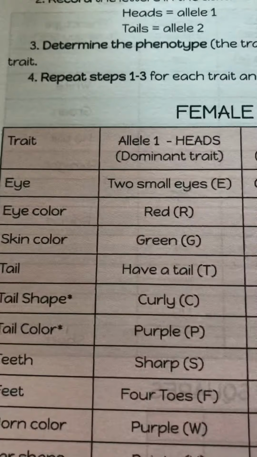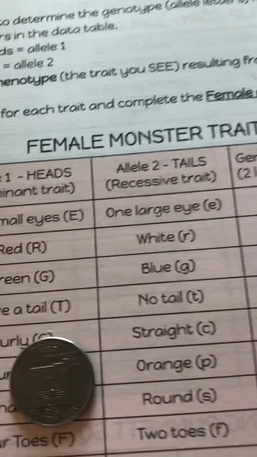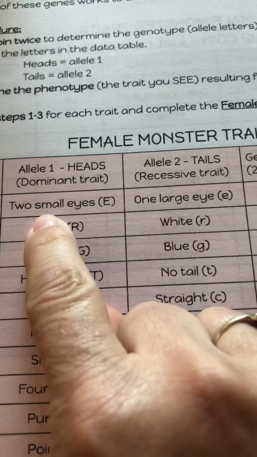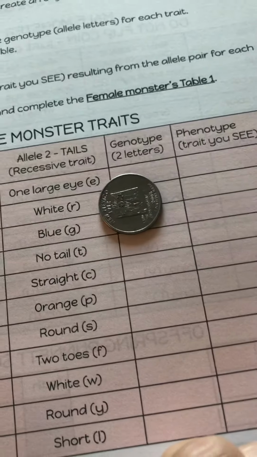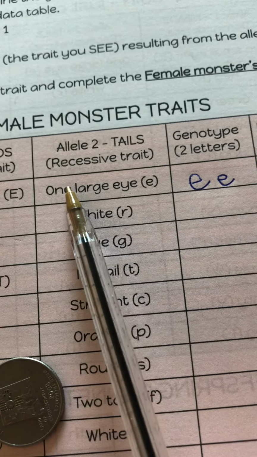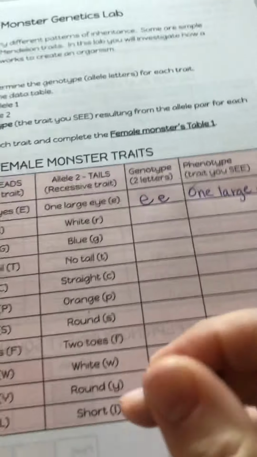So eyes. I'm going to flip my coin. It's tails. So I am going to put a lowercase e. One eye is a lowercase e. Two small eyes are going to be e. Okay, well there we go. I've got E. So if I have two recessive traits, two lowercase e's, I'm going to have one large I. So I'm going to write that here. One large I.